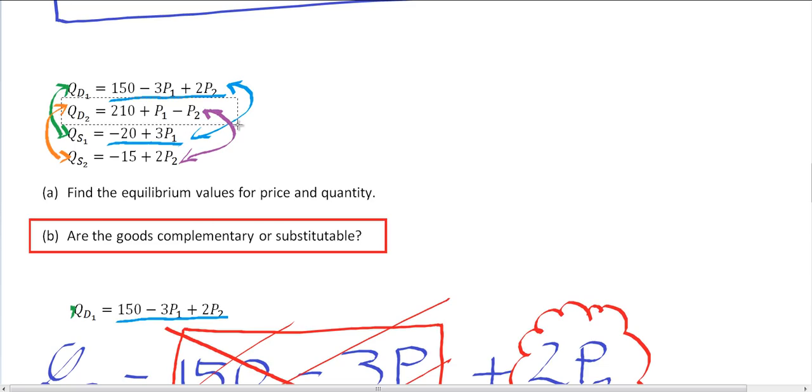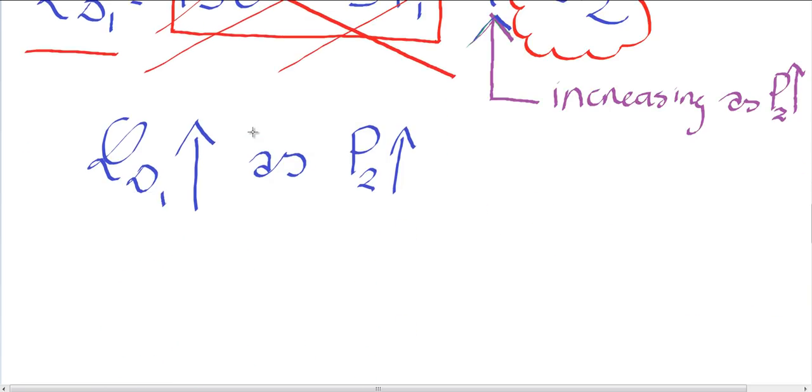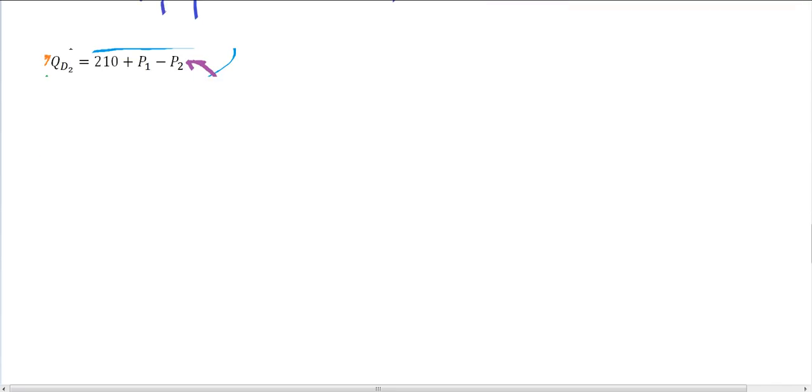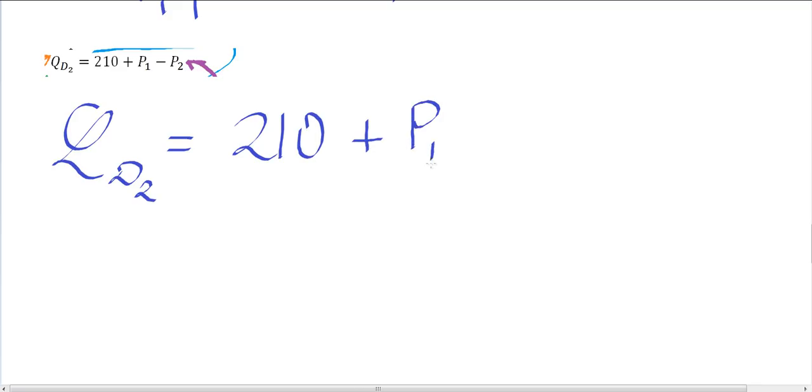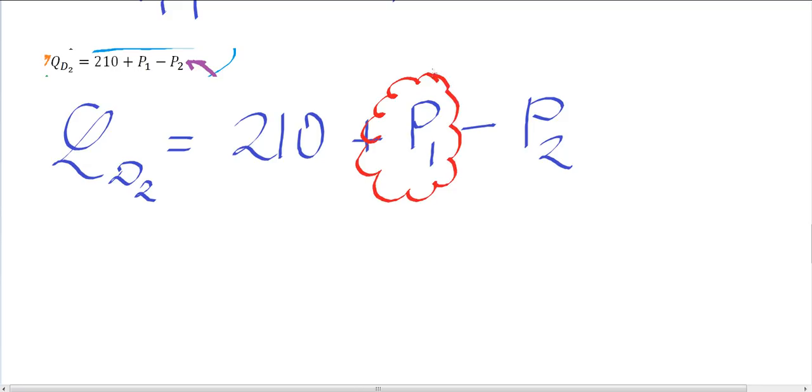So what do I have? QD2. Again, I've scribbled with all these values over it, so I'll just take it down there and write it a bit bigger. So I have QD2 equals 210 plus P1 minus P2. Now this is for good 2, so I'm only concerned with what the price of the other good does. Now I'm only concerned with that term. So I'm going to quickly rewrite that.